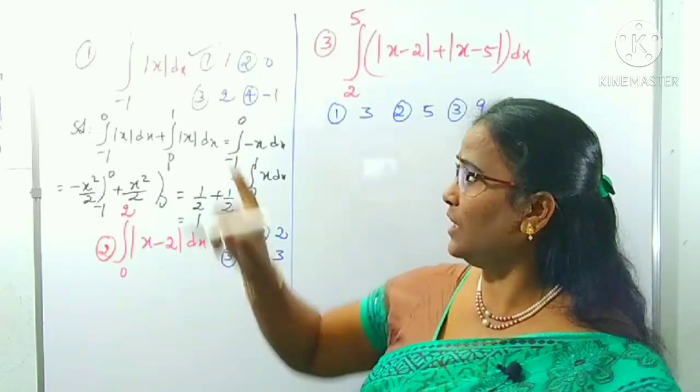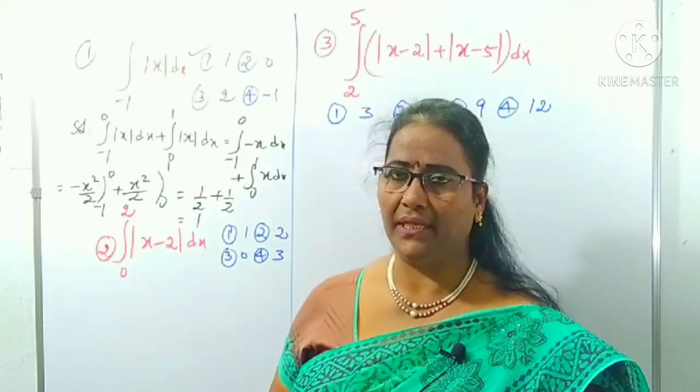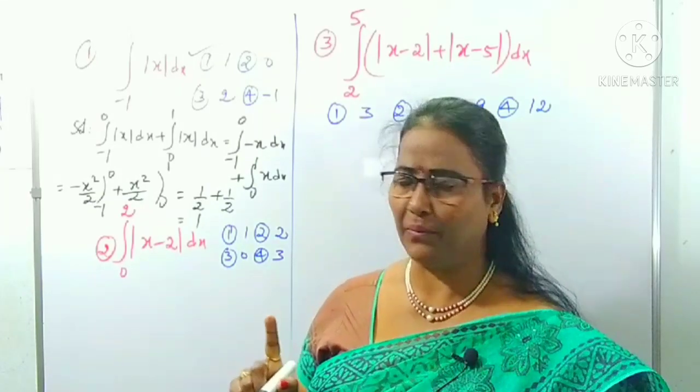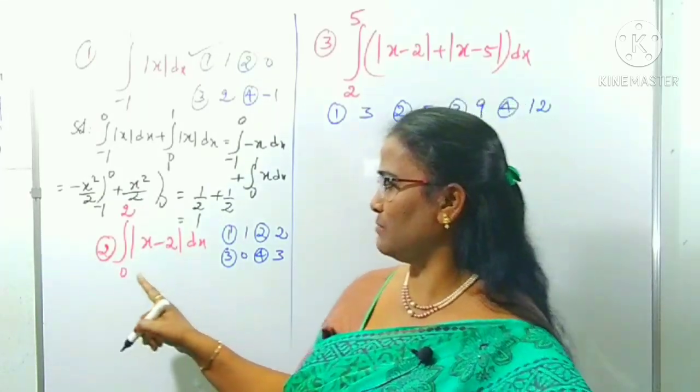Now, here we have to split at x equals 0 only. There is a 0 between minus 1 to plus 1. That is one of the major points. Now come to question number 2.